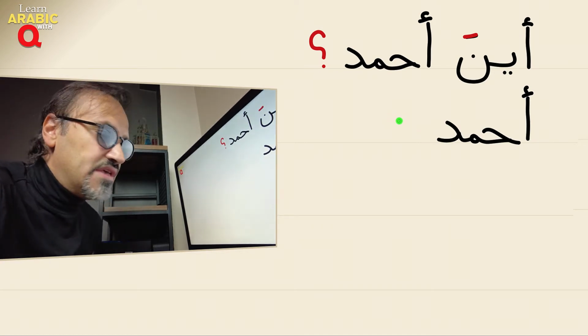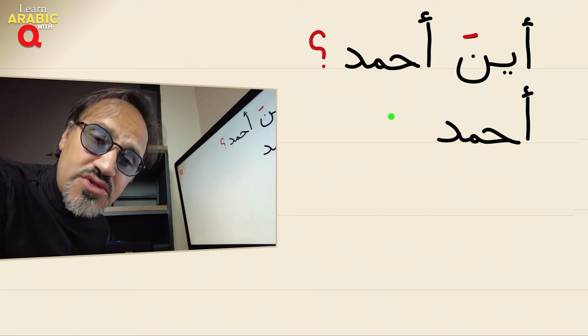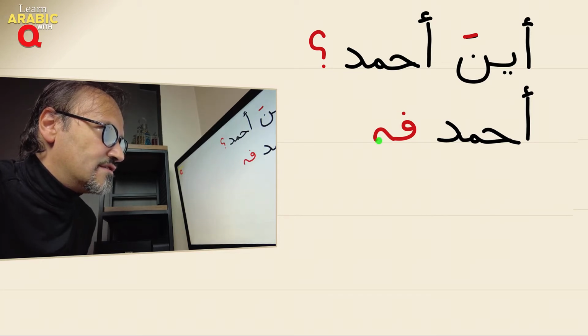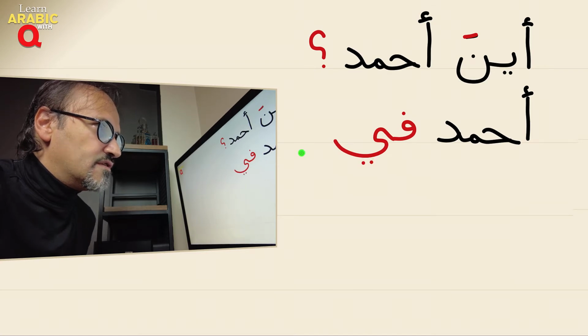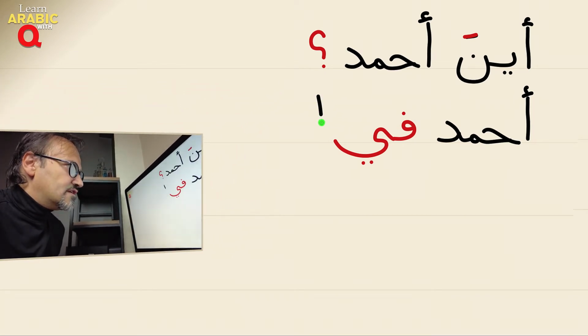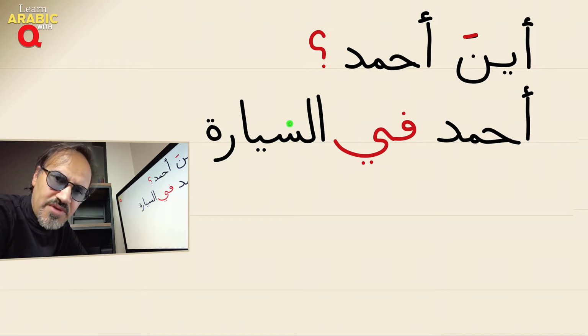fi. Now the fi, you can make out how many letters it's made out of. F-E. Fi. It's two letters. So we have the fe, this is the fe and e. Ahmed fi السيارة. Remember, this is the L that we took in the previous lesson because Ahmed is obviously in a defined car.